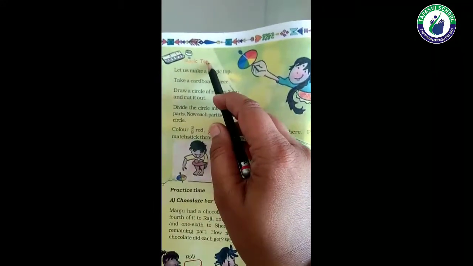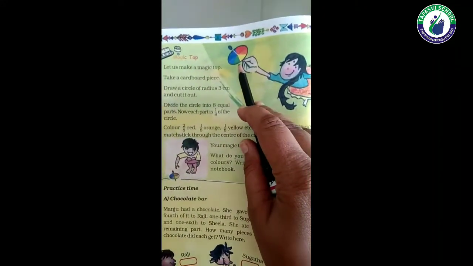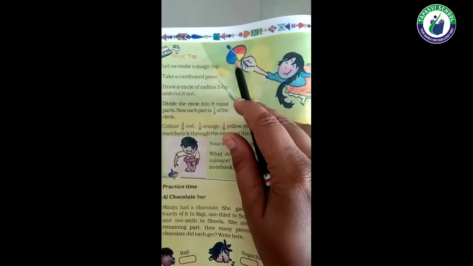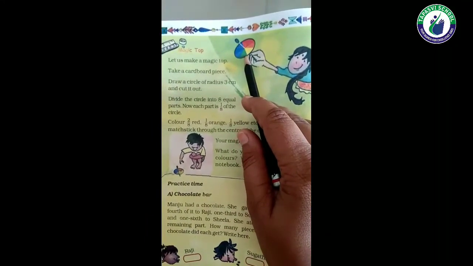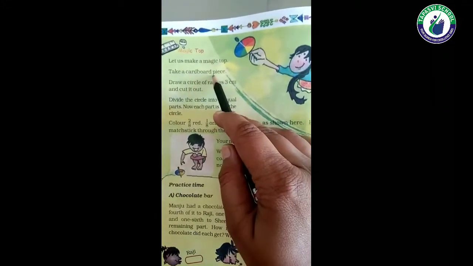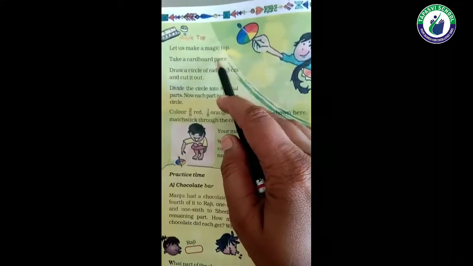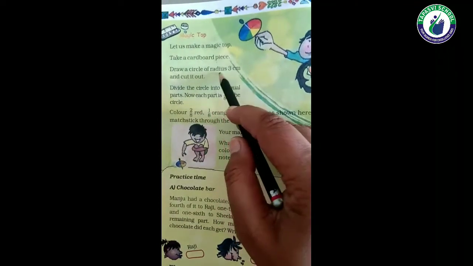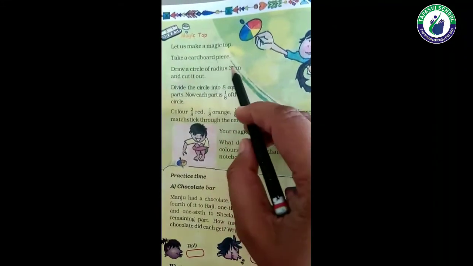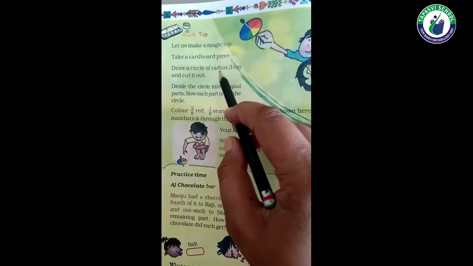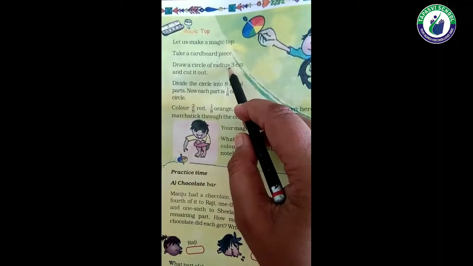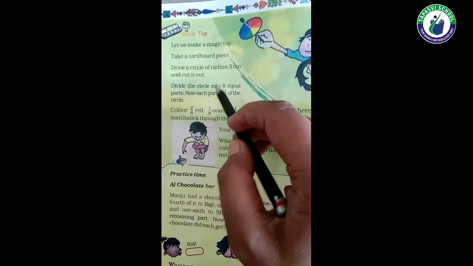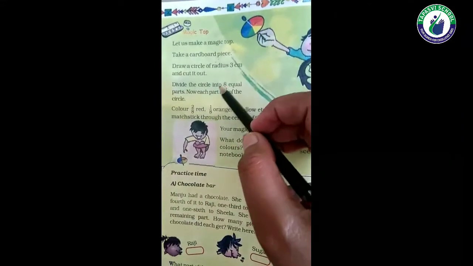Okay students, now let's understand page number 52, right? Magic top is there students. See here you can see a girl who is spinning this magic top. Now what exactly is this magic top? We'll see here. Take a cardboard piece, right? Some thick material should be there with you. Draw a circle of radius 3 cm and cut it out. That means on this cardboard piece you have to draw a circle of 3 cm radius, and after drawing that circle, you just cut it out.